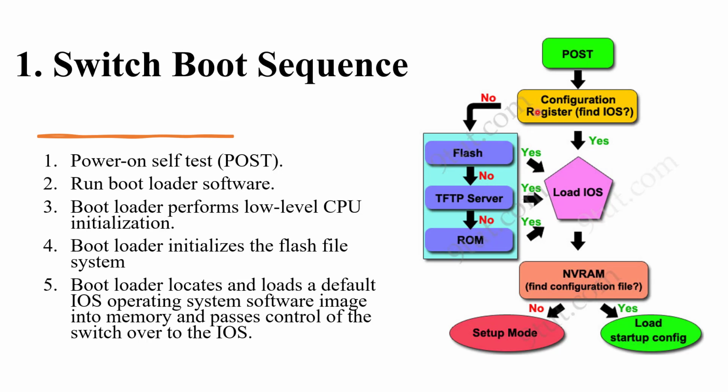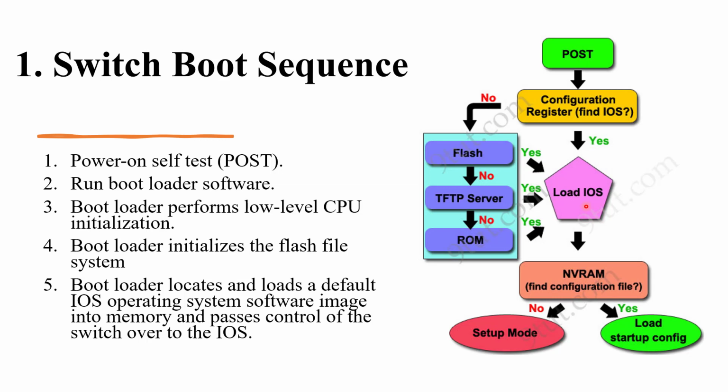If it is available in the register, it is going to load the IOS. If the IOS is available in the flash memory, it will be loaded. On the FTP server, it will be loaded. So your bootloader software is going to find where exactly the IOS software is available, and then it will be loaded. Now the operating system is ready.